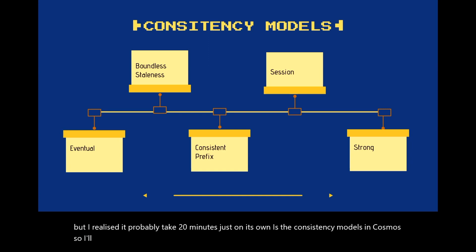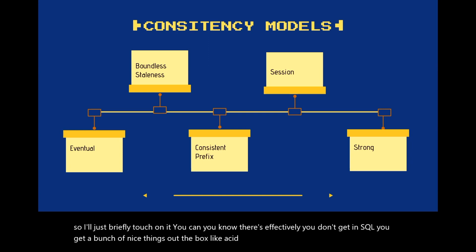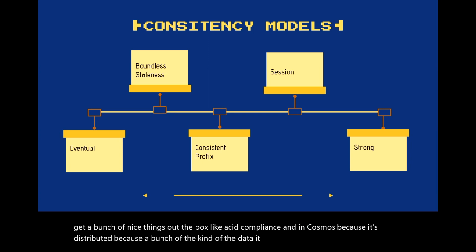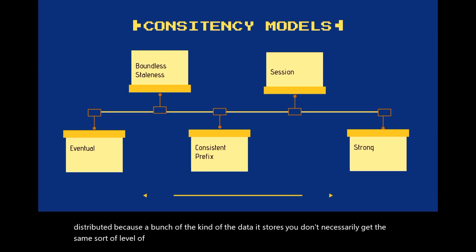In SQL, you get a bunch of nice things out of the box, like ACID compliance. And in Cosmos, because it's distributed and because of the kind of data it stores, you don't necessarily get the same level of consistency. There's a variety of options. You can use them based upon your use case.